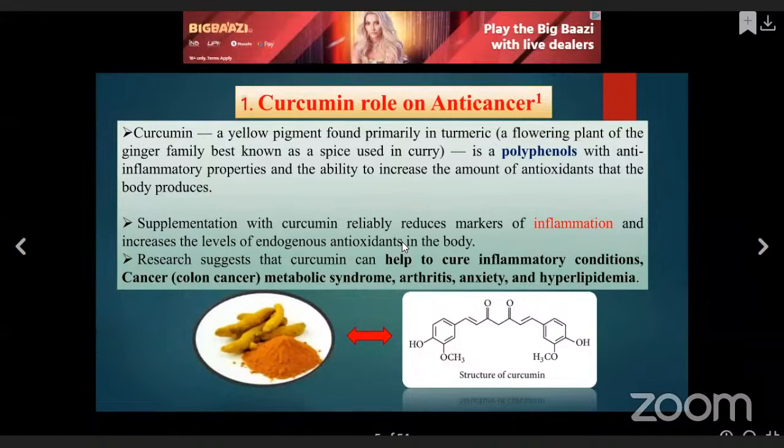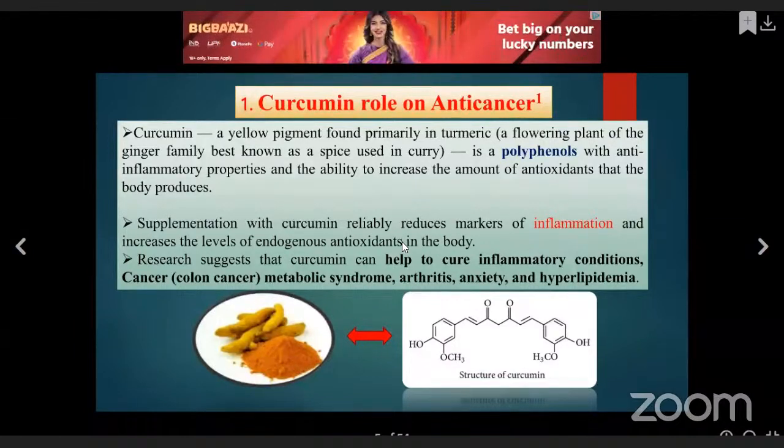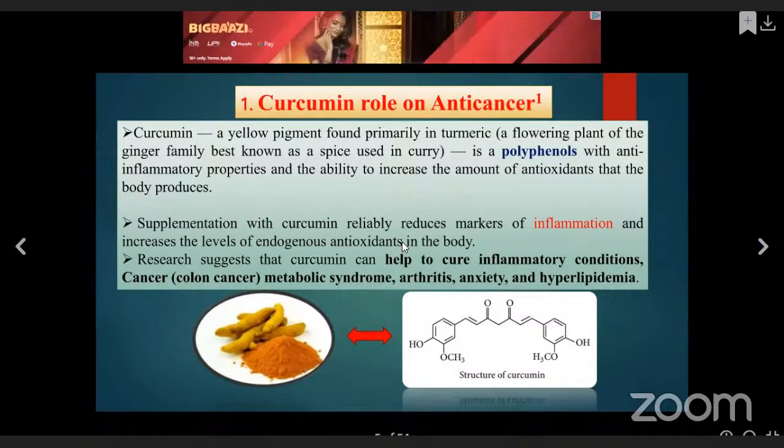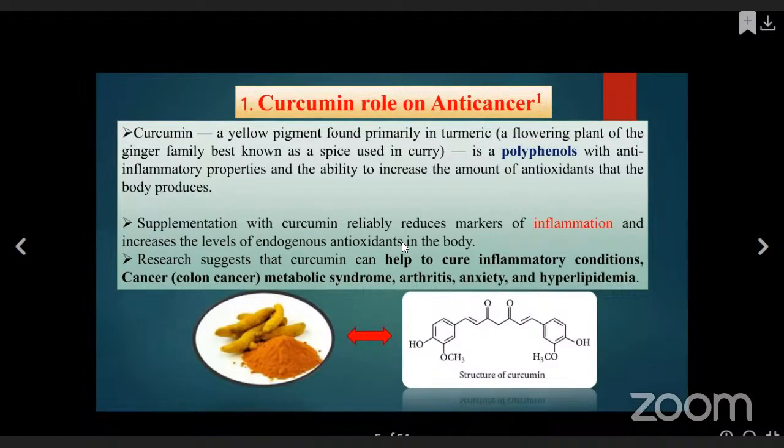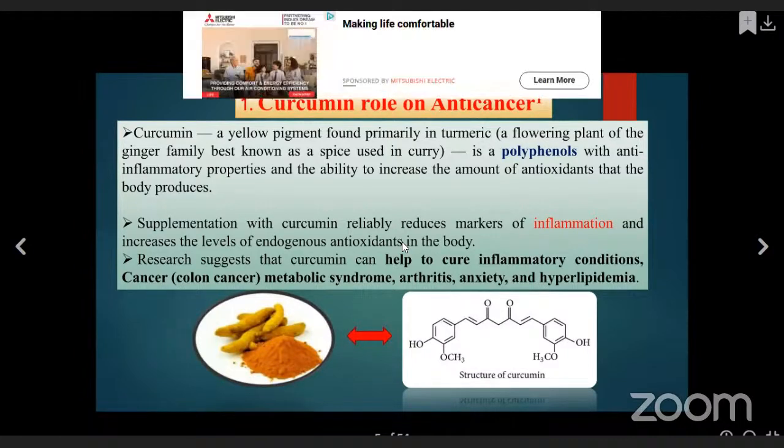Because of having some negative bonds, they are ready to bind with some other chemical. Because of that nature, they will break bonds between other molecules, which will cause damage to the body. So these antioxidants are compounds which will nullify the free radicals so that other chemical compounds in the body remain safer. Research suggests that curcumin can help to cure inflammatory conditions, cancer.